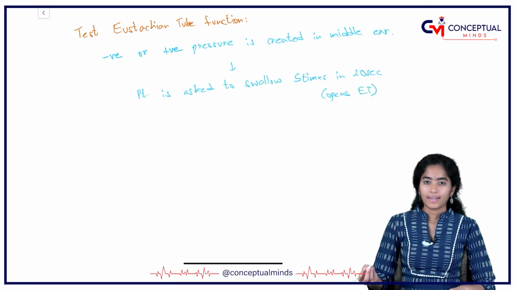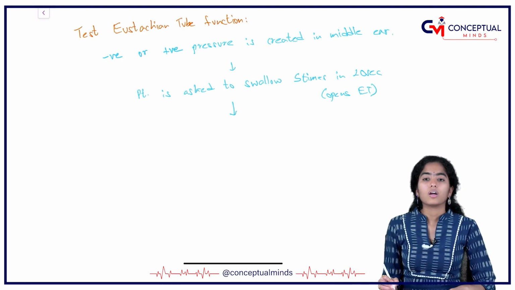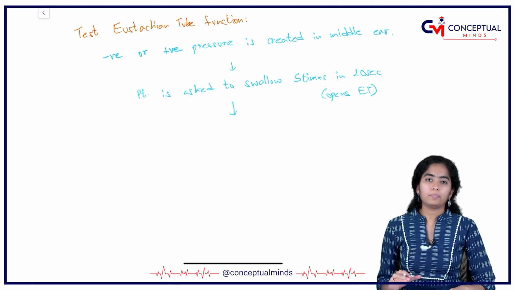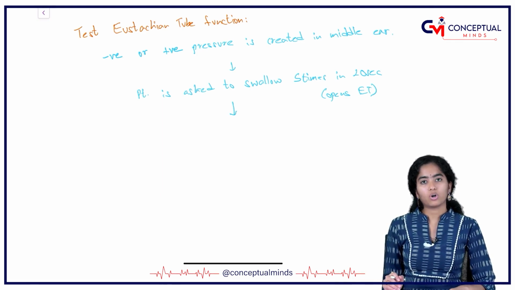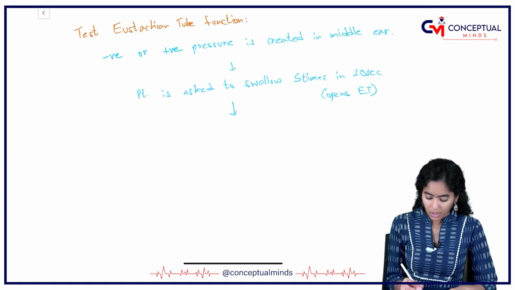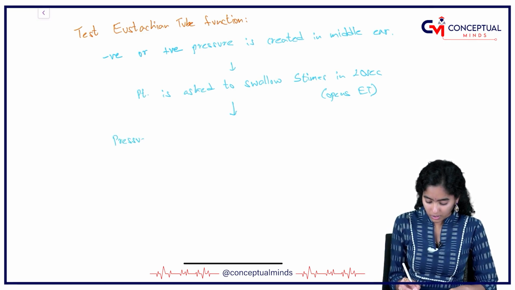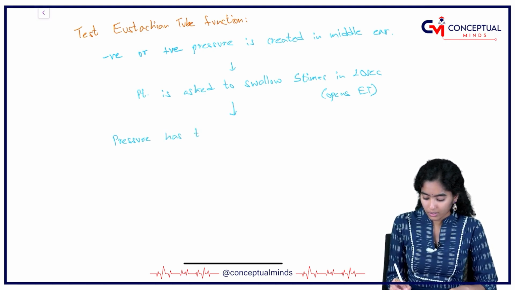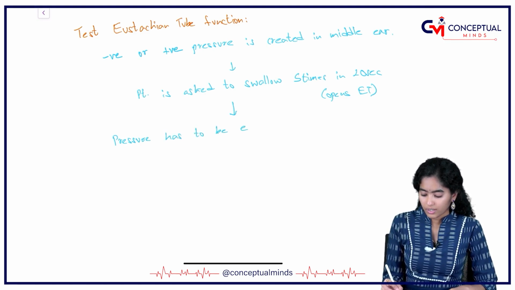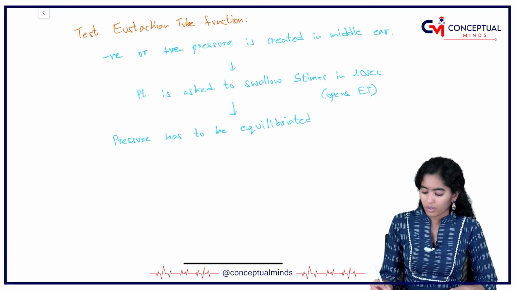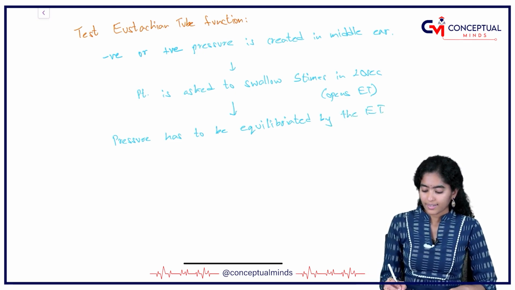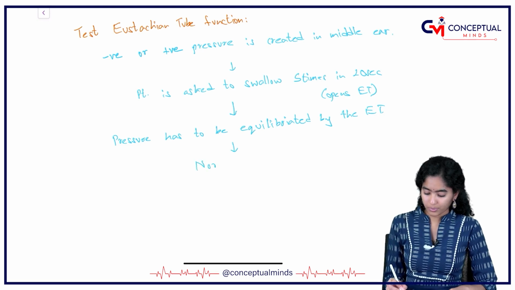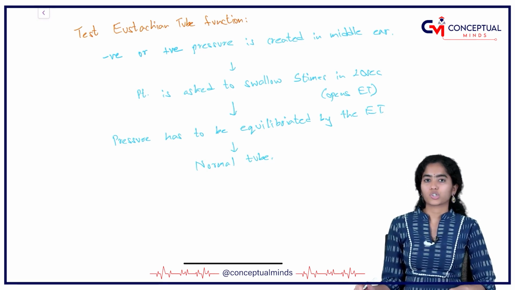Okay. Then the ability to equilibrate the pressure will indicate a normal tubal function. Pressure has to be equilibrated by the Eustachian tube. This indicates a normal tube. If it fails to equalize the pressure, it is not functioning properly.